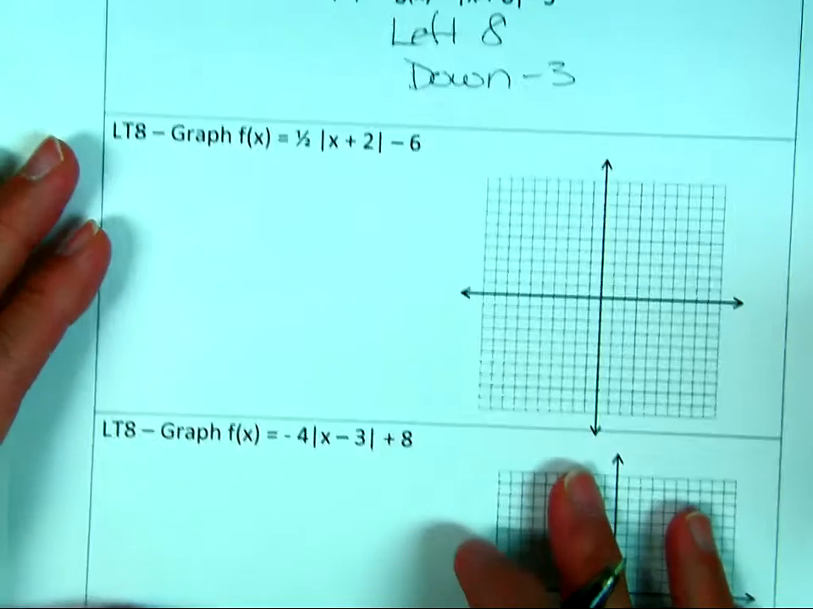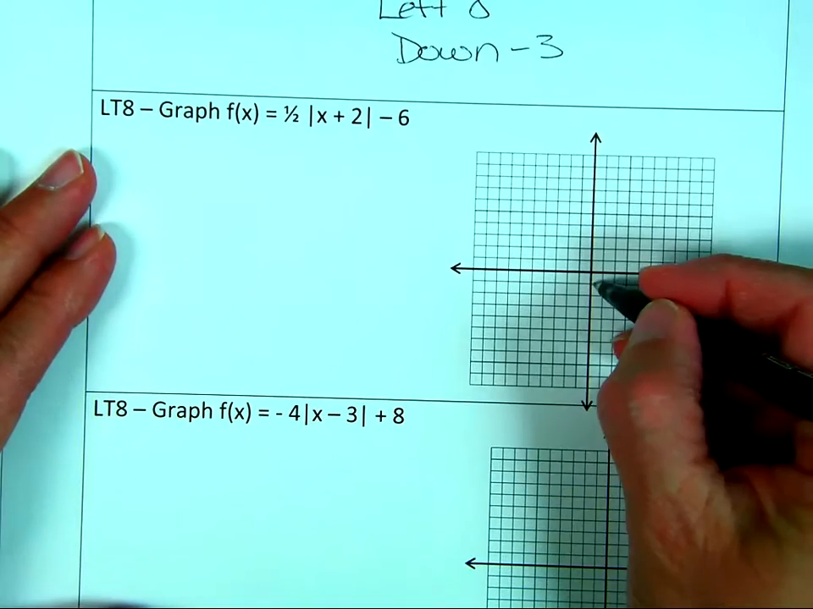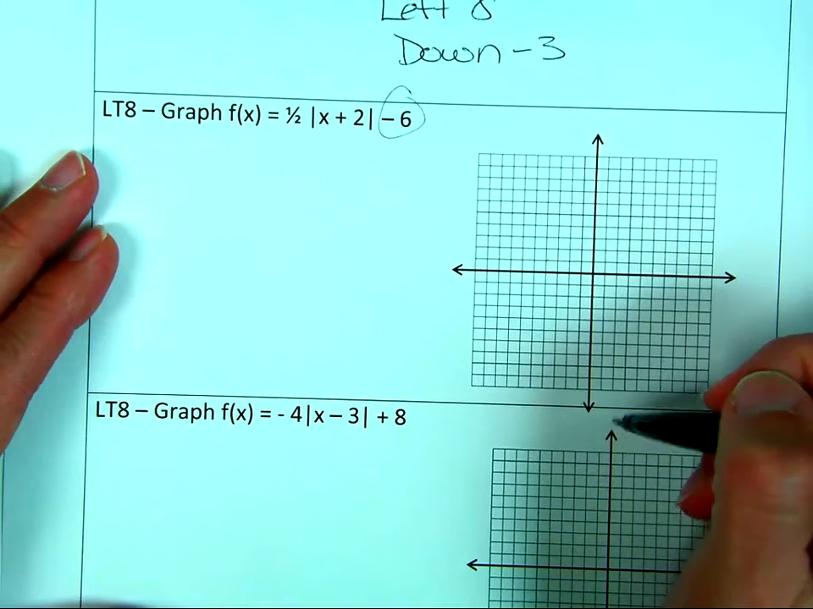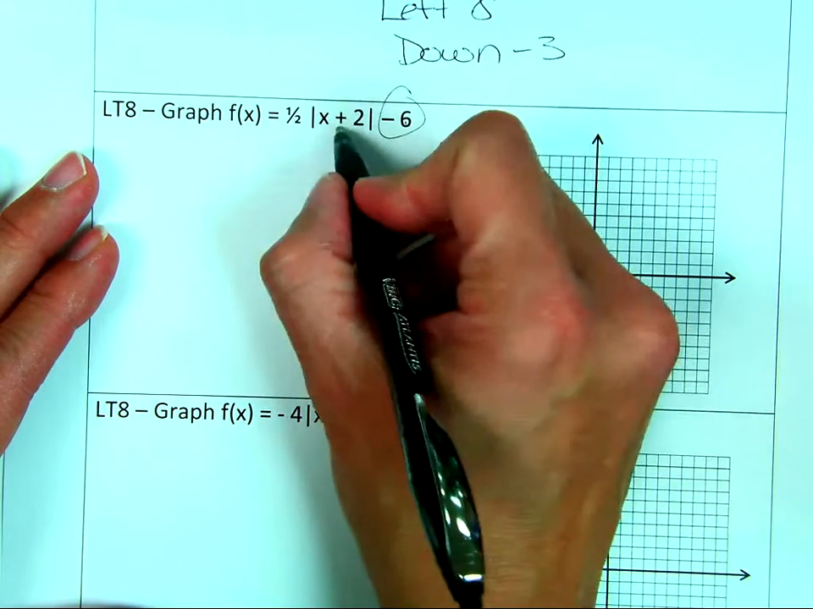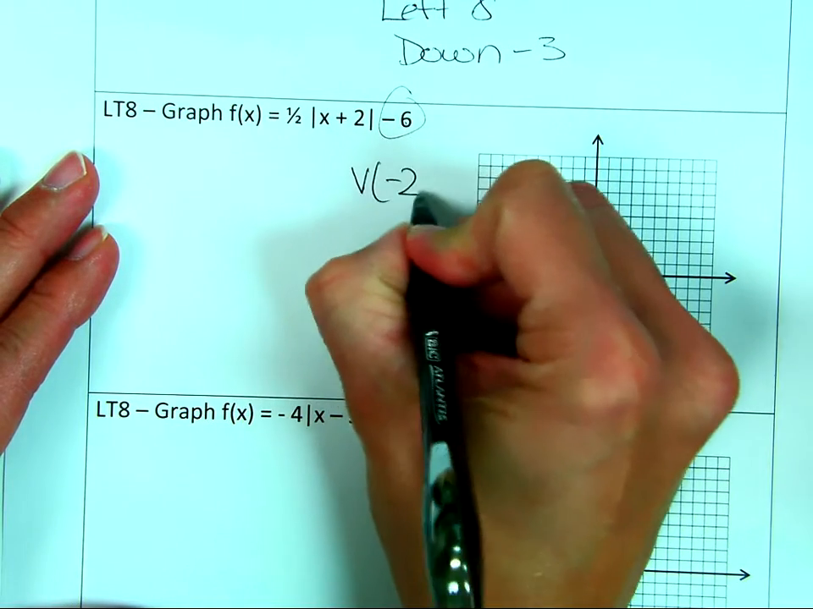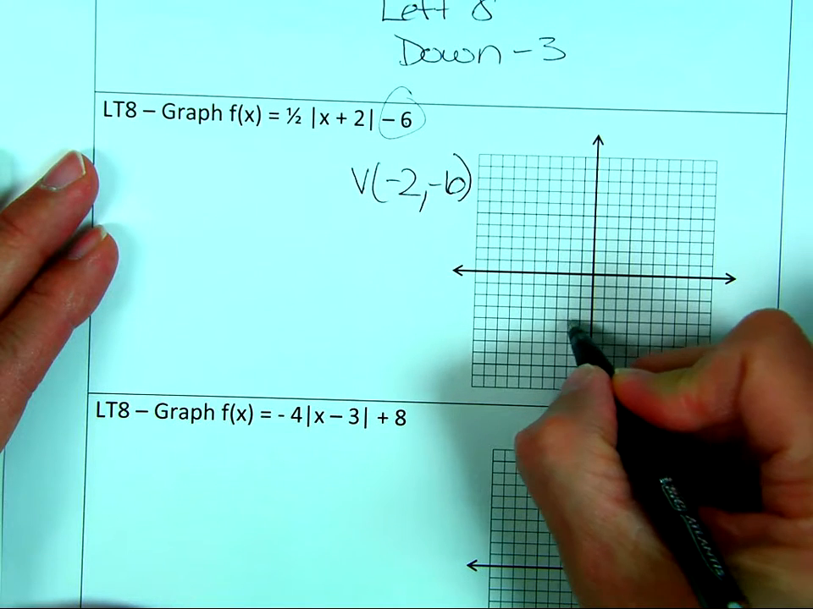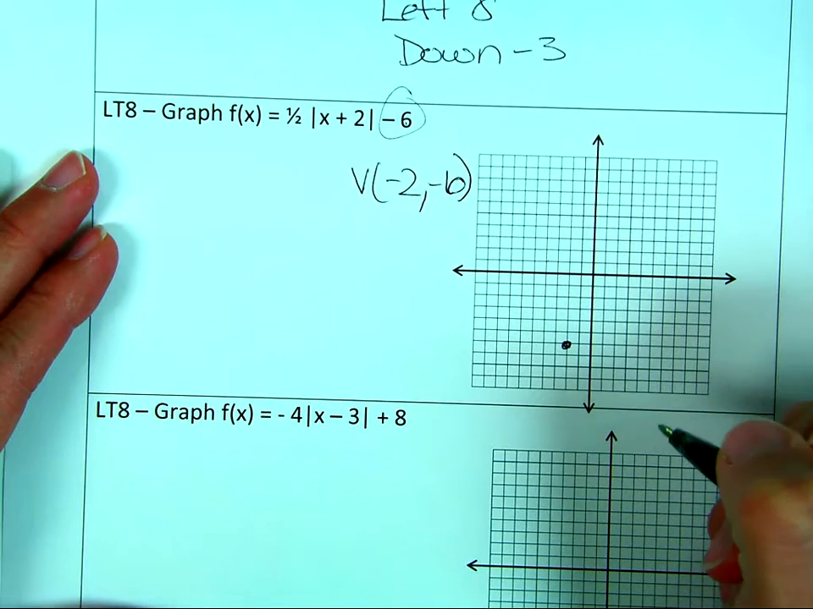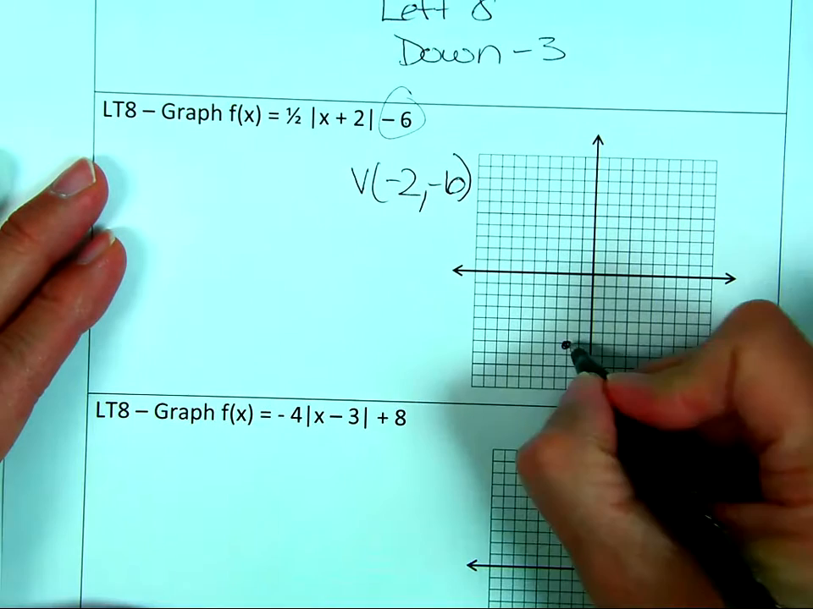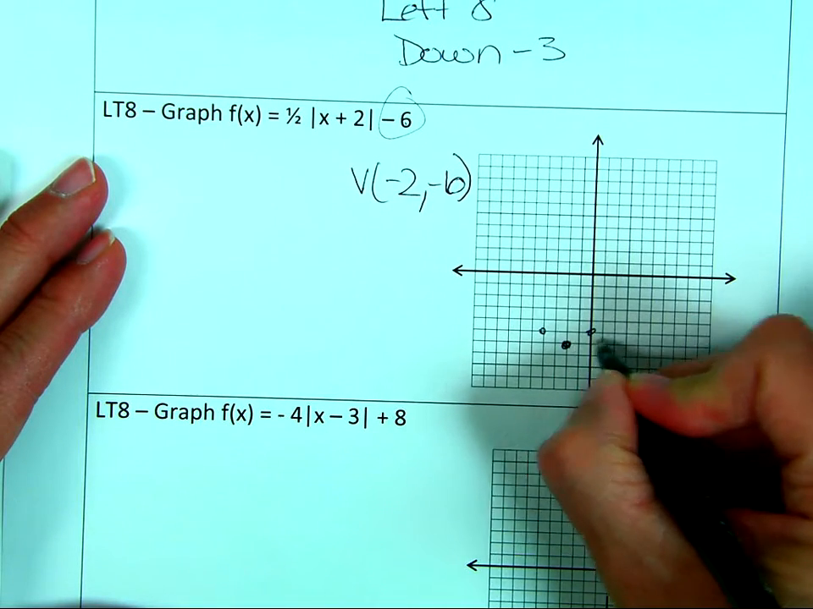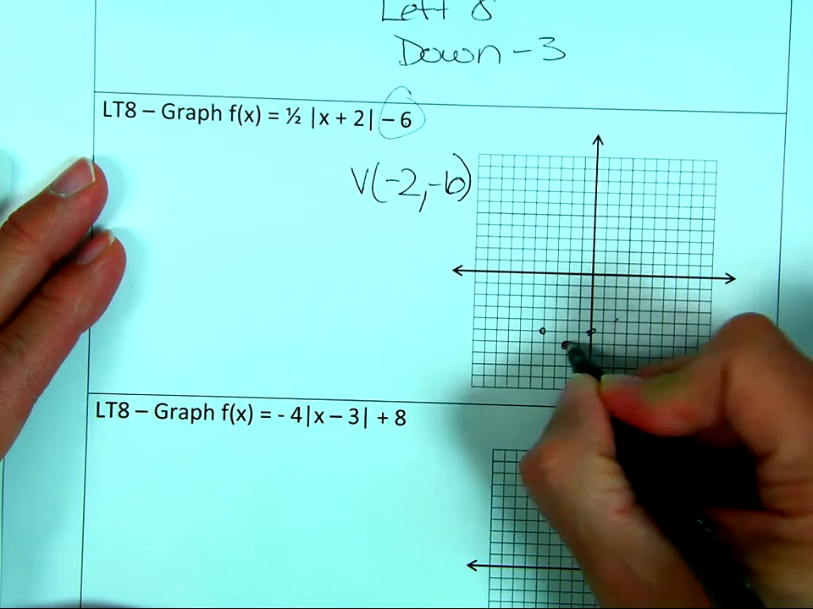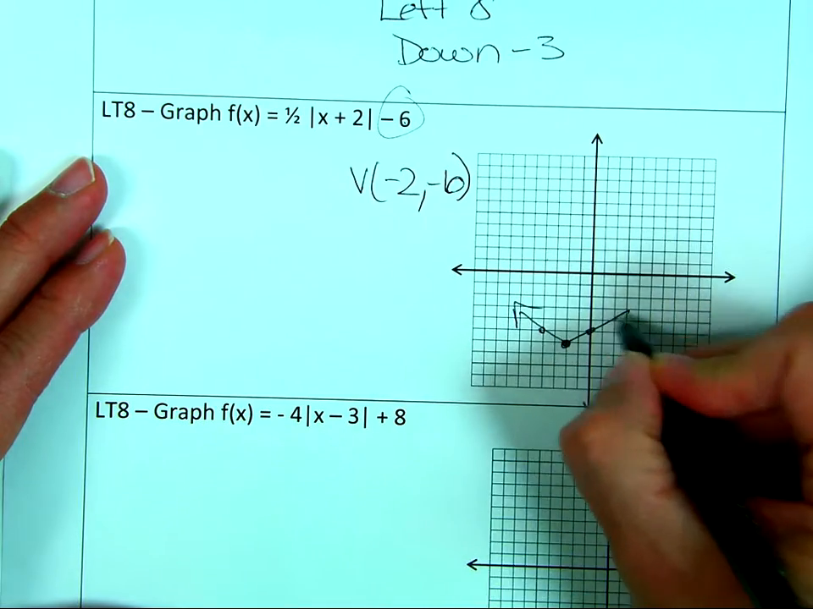And here we have to graph it, so we know it's down 6 and left 2. So our vertex is -2, -6. So we graph that first. 1, 2, 3, 4, 5, 6. This is the way to do it without a table. We know our slope is 1/2, so we go up 1 over 2 on both sides, and we connect the dots. And we have graphed it.